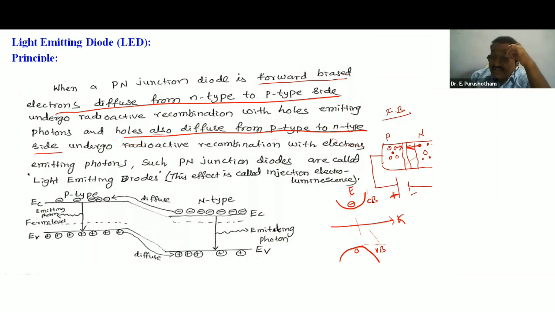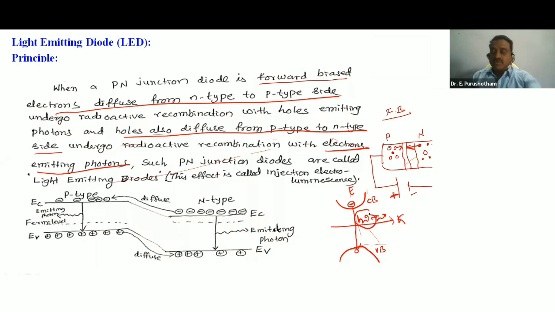In a direct band gap semiconductor, the electron directly recombines with a hole in the valence band, emitting h nu photon radiation. This is h nu photon radiation. If an electron recombines with a hole, it emits the radiation, h nu radiation. So electrons emit photons. This is the emitted photon.